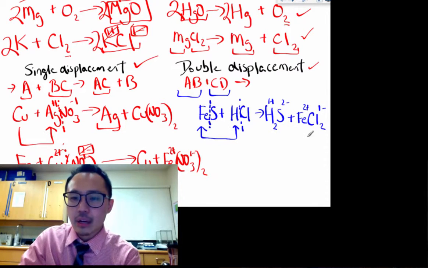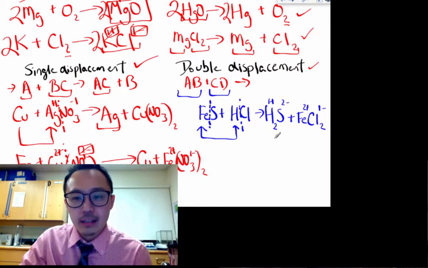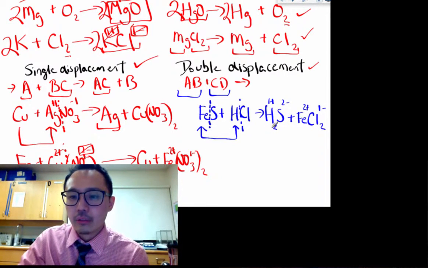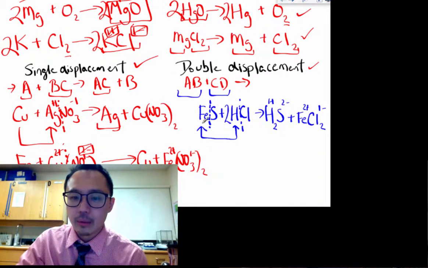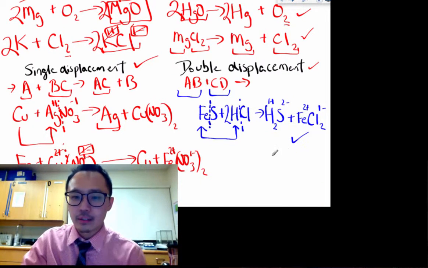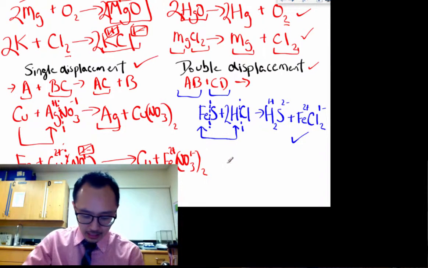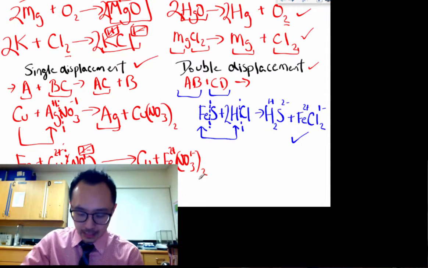After all this, then you have to double check that everything is balanced, because this is not balanced yet, because you have 2 hydrogens and you only have 1. So you're going to put 2 in here, 2 H's, 2 chlorines, 1 iron, 1 sulfur, 1 sulfur. So now this is good. So that's your double displacement. Let's try another example.